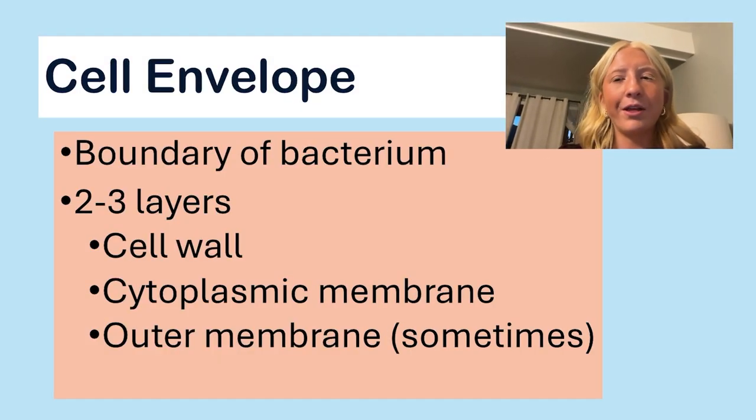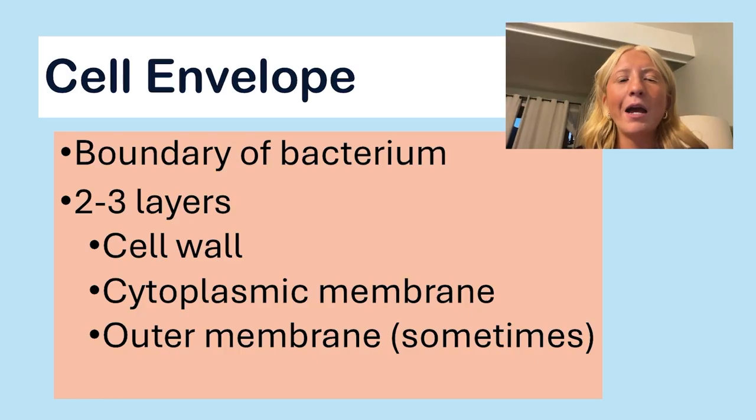So now we're going to talk about the cell envelope. The cell envelope is a boundary of the bacterium. It helps protect it, and whether it's gram-negative or gram-positive, it can have 2 to 3 layers. This includes the cell wall, cytoplasmic membrane, and outer membrane.